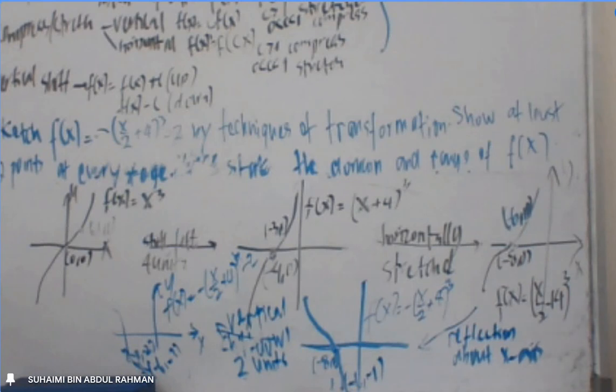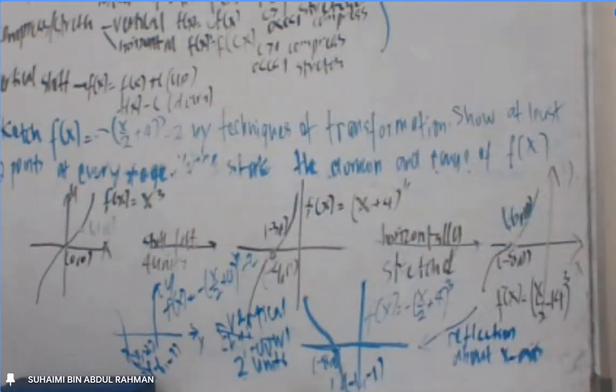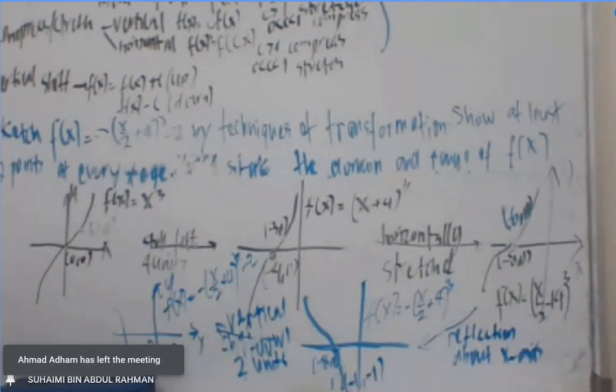Range. Negative infinity to infinity, same. Negative infinity to infinity as well. Range, because we don't know where it comes from and we don't know where it will stop. So negative infinity to infinity as well.